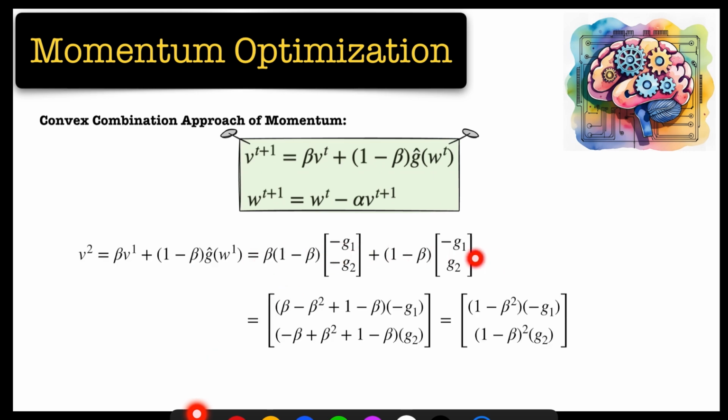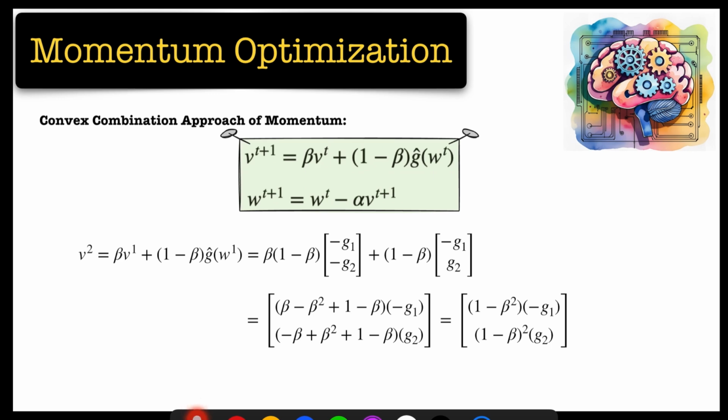Now we got this. Let's simplify this a little bit. For the first row, if you see minus G1, all the gradients are pointing in the same direction. So we get beta minus beta square plus 1 minus beta times minus G1. For the second row, we have minus G2 here and G2 here. So let's take this minus here. We get minus beta plus beta square plus 1 minus beta times G2.